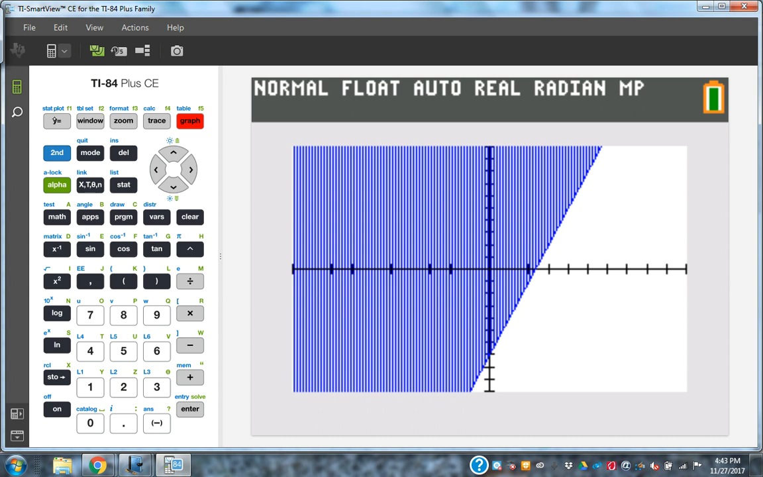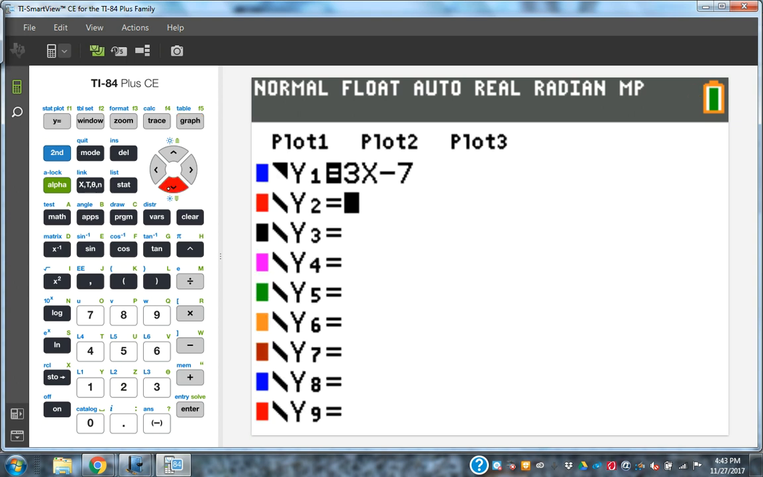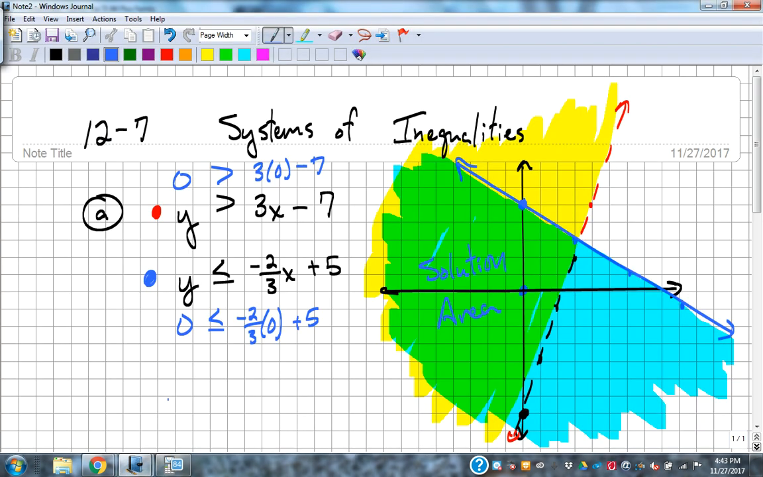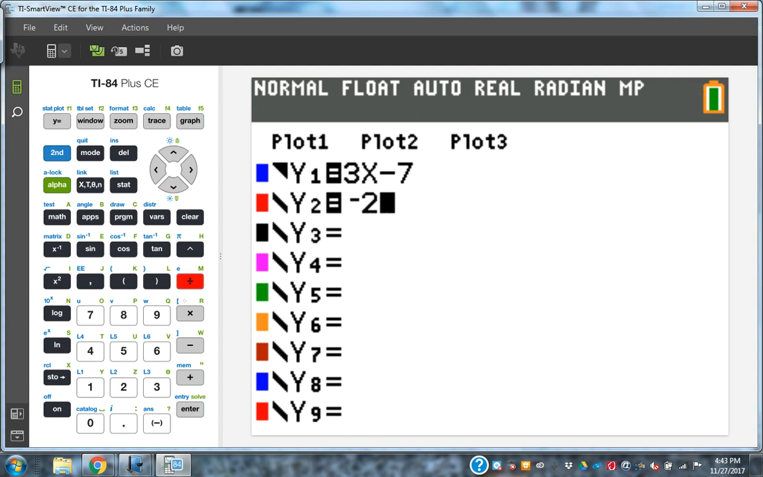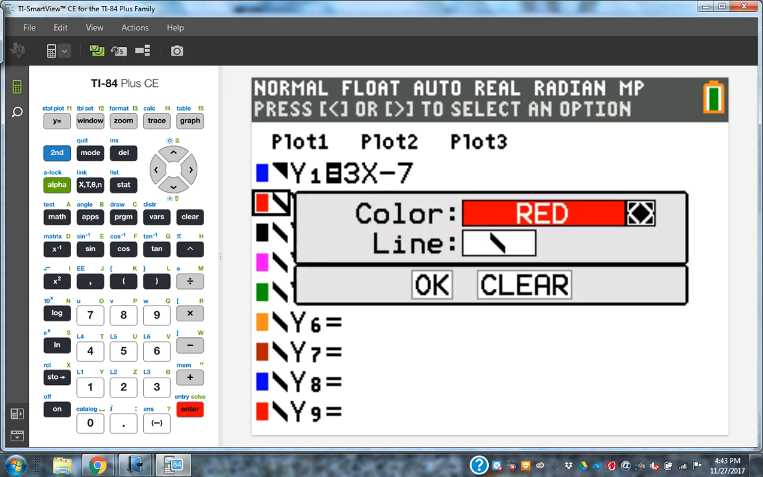Okay. And then I'm going to put the other one in Y2, which was, what was it? I don't even know what I made up. So negative 2/3 x plus 5. And then I'm going to press to the left until I get to that one, and it's a less than or equal to. So I want the triangle below.